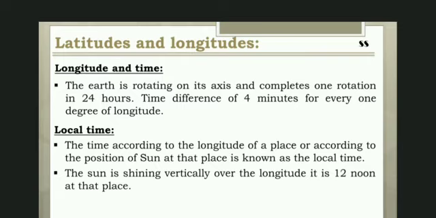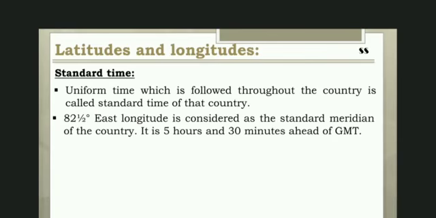Standard time. As the local time varies from place to place, it would create considerable confusion if each place were to follow its own local time. In order to avoid confusion, many countries follow a uniform time. This uniform time which is followed throughout a country is called the standard time of that country. In India, 82.5 degrees east longitude is considered the standard meridian of the country. It passes through Allahabad of Uttar Pradesh. The time based on this meridian is called the Indian Standard Time.